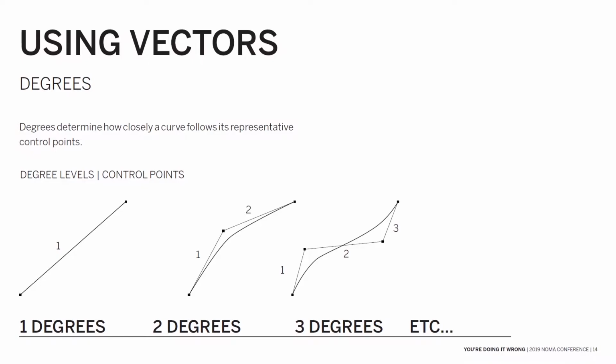Okay, degrees. So every curve has degrees in Rhino. A 1 degree curve is a line. A 2 degree curve has the ability to be curved. So the more degrees that you have, the more levels of curvature you can add to a curve.